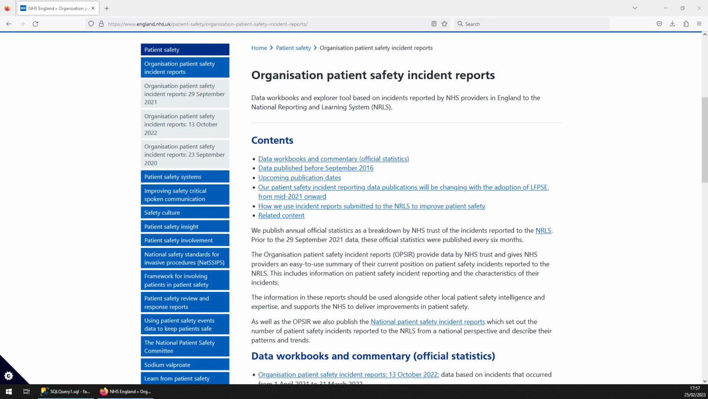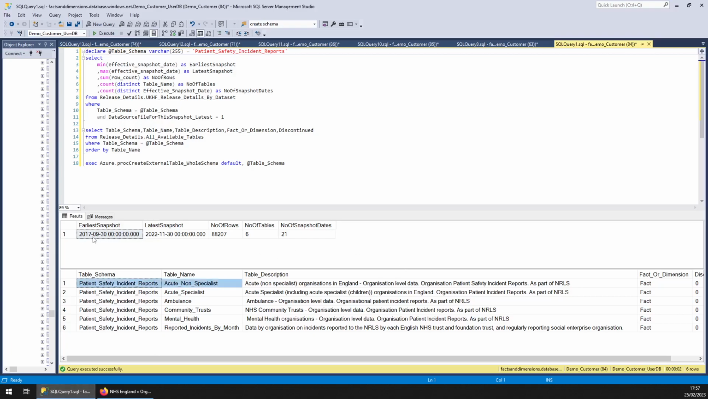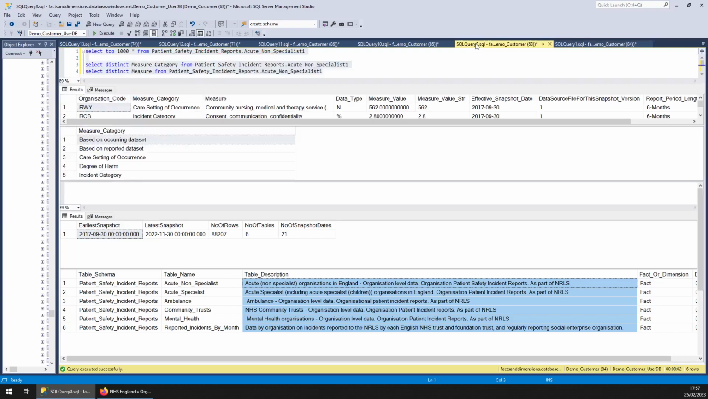This one is Organisation Patient Safety Incident Reports. Let's dive in. So we've got data back to September 2017, 88,000 rows so far, and you can see these are the tables. I've queried all of them so you can have a good look.